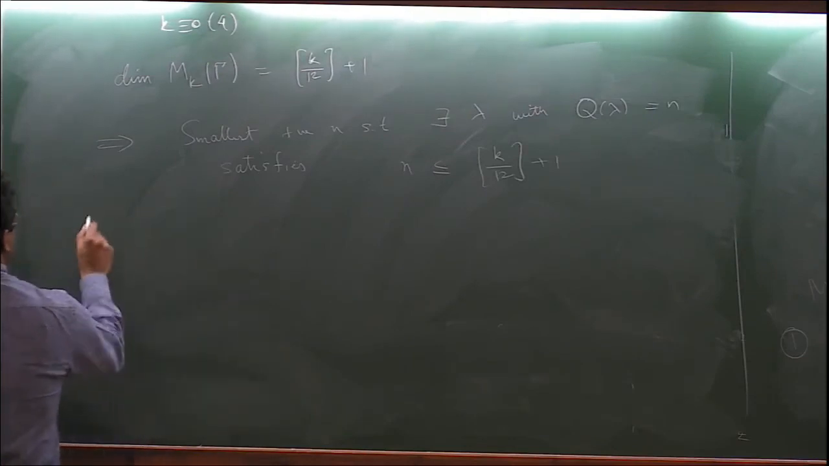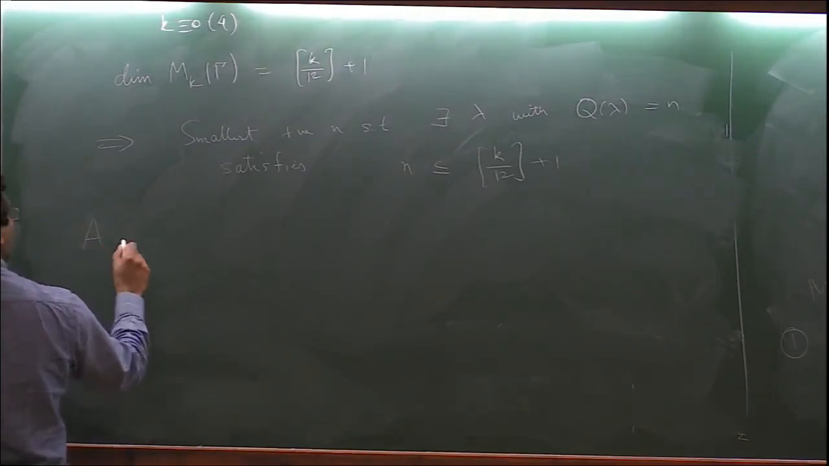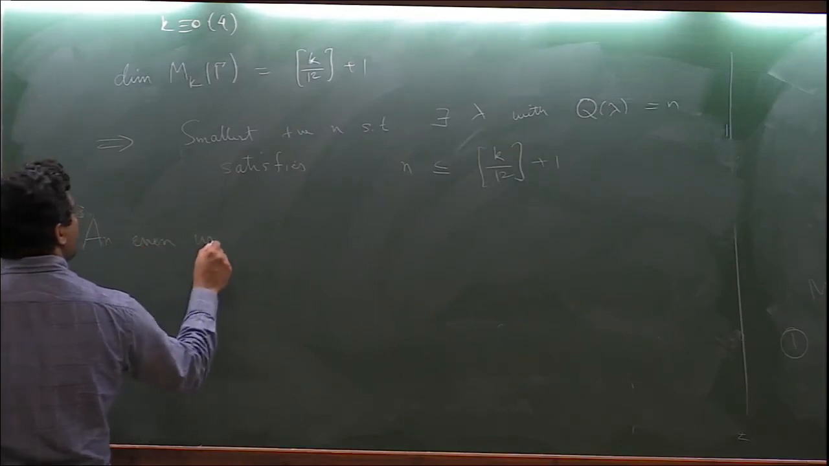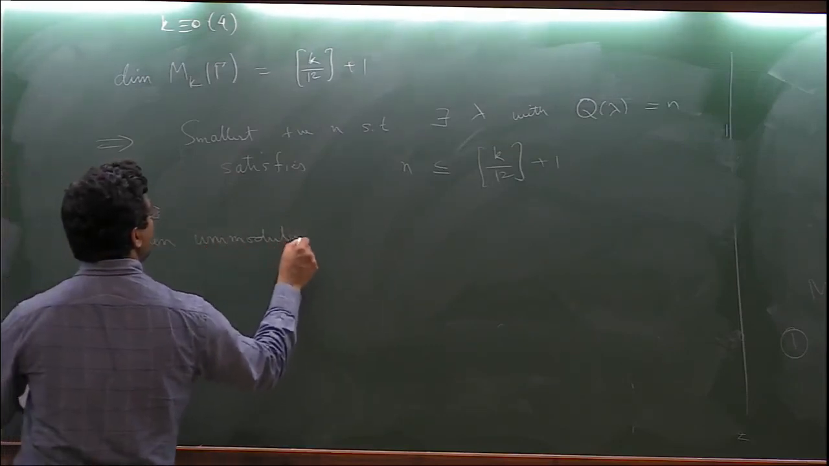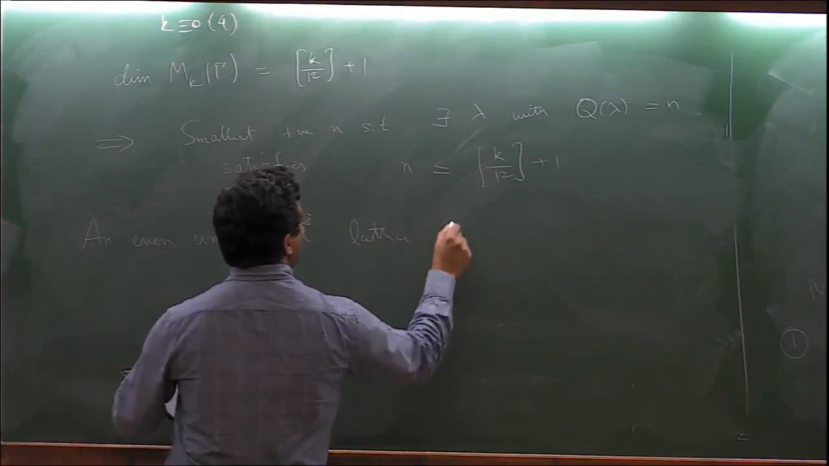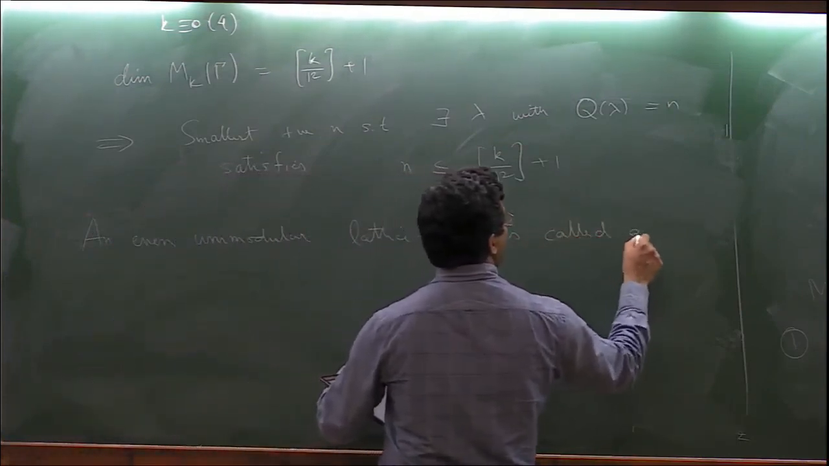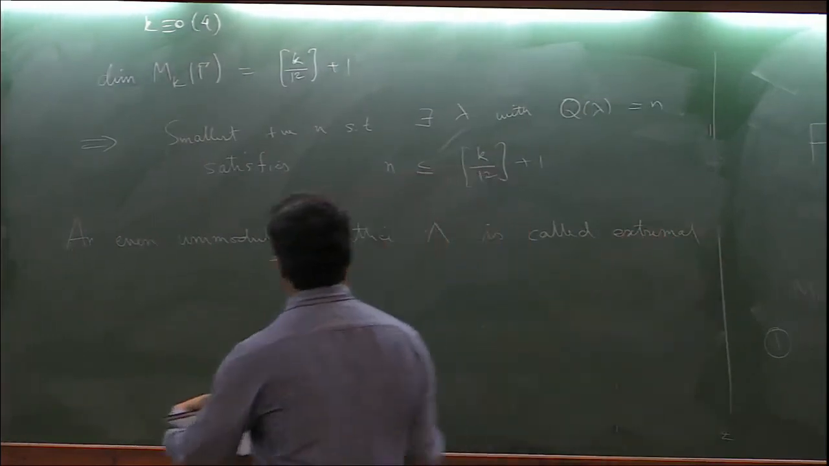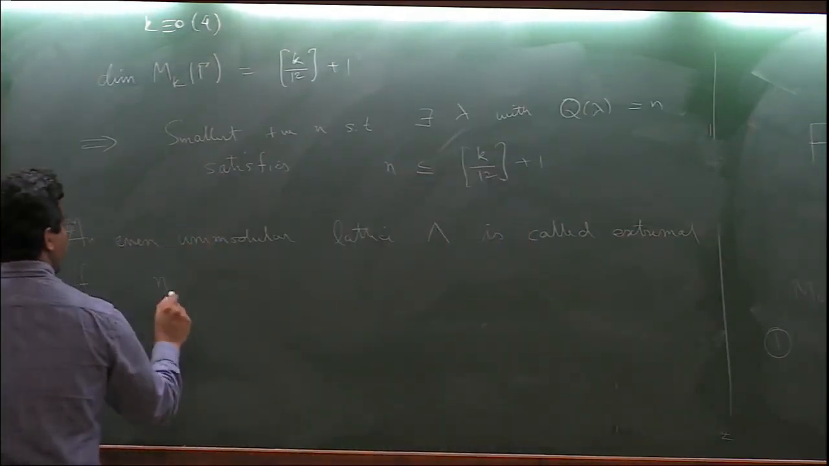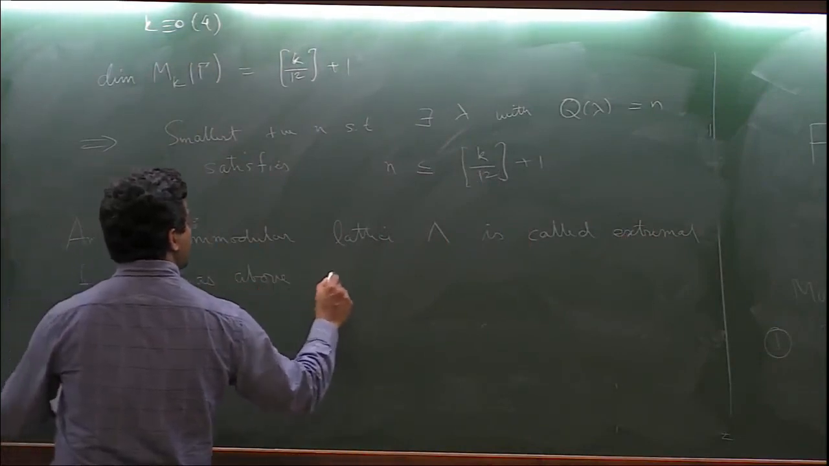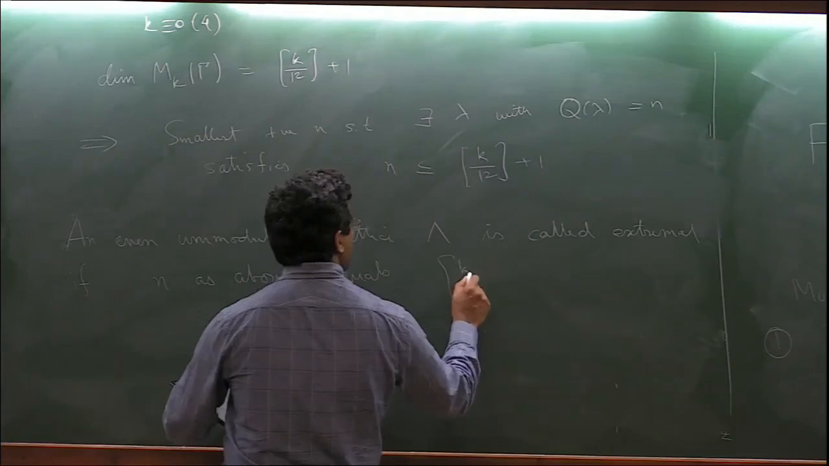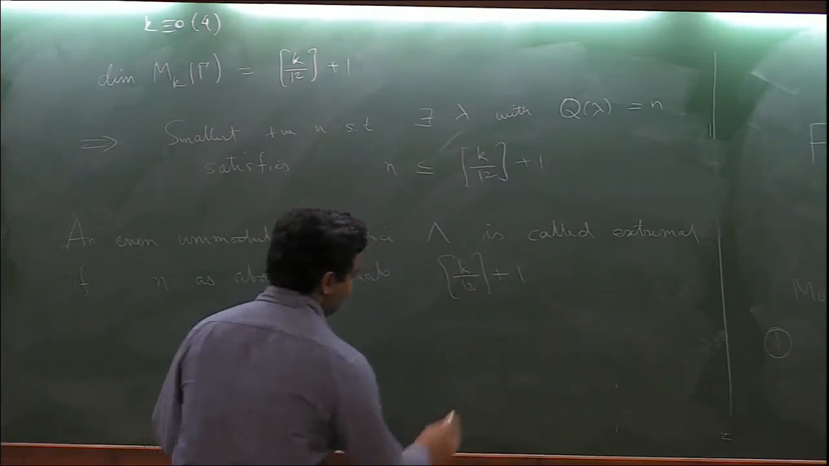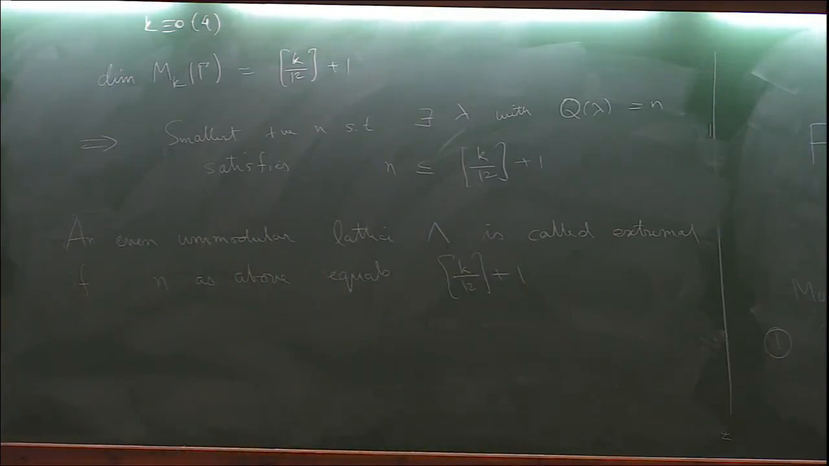And so an even unimodular lattice lambda is called extremal if n as above equals k by 12 plus 1. Okay, so these are extremal lattices, and examples of these are E8 and the Leech lattice, as was mentioned by Abhinav a few times.